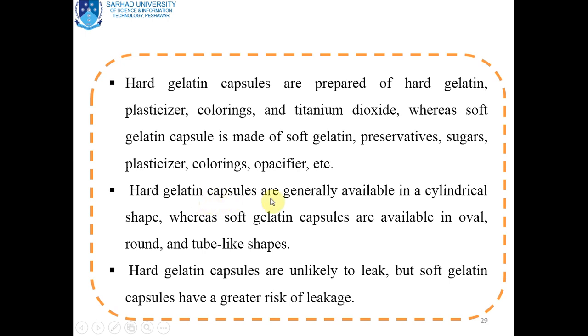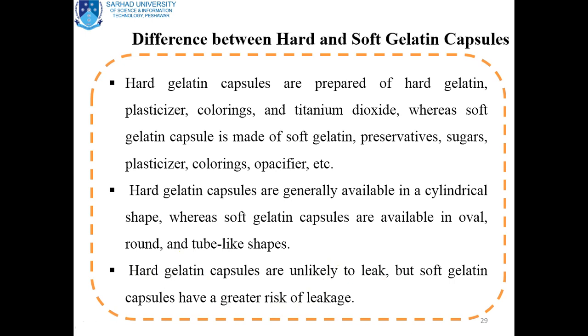Hard gelatin capsules are generally available in a cylindrical shape, while on the other hand soft gelatin capsules are available in oval, round and tube-like shapes. That is the difference between the hard and soft gelatin capsule shapes. Hard gelatin capsules are unlikely to leak, but soft gelatin capsules have a greater risk of leak because of the one piece and the contents, that is semi-solid and liquid. The chance of leakage is greater in case of the soft gelatin compared to the hard gelatin.